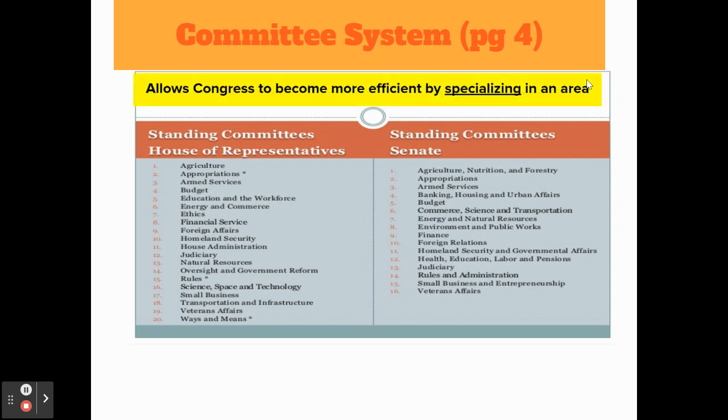You'll notice in your guided notes packet, there's a question that says, like, how does the committee system make Congress more efficient? It makes Congress more efficient because every member of Congress doesn't have to deal with every issue at the same time or have to be an expert about every single issue. So it allows members of Congress to specialize in a given area.